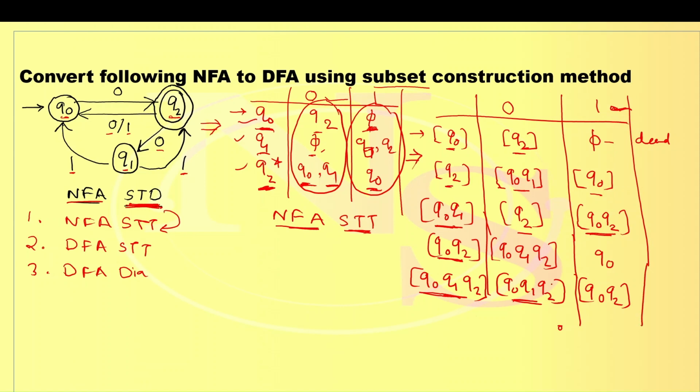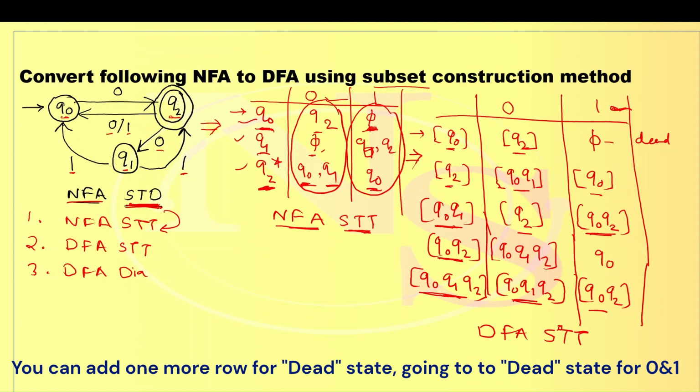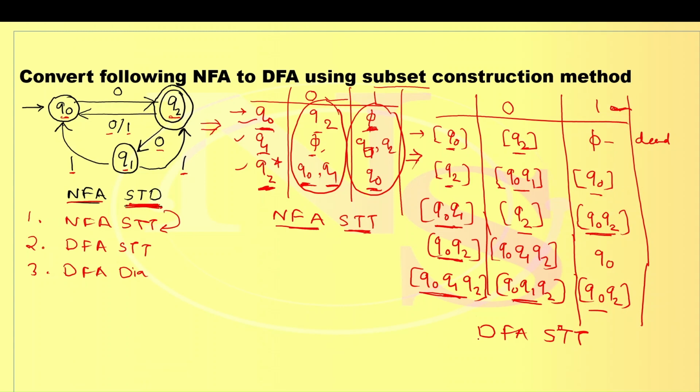Is there any new subset here? Q0, Q1, Q2 is covered. Q0, Q2 is also covered. So there is no new subset, and this becomes our DFA state transition table. And we know how to convert DFA state transition table to diagram. For that we should know starting state. Starting state is Q0 here.